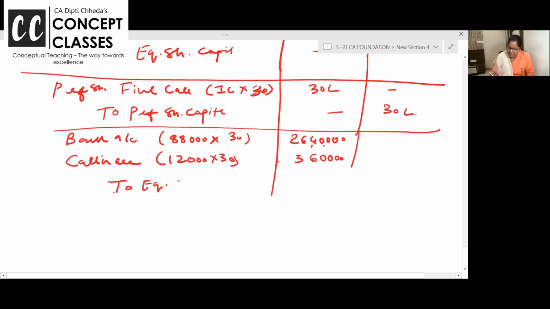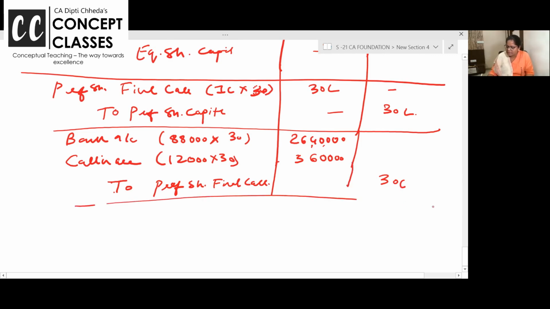To preference share final call. To preference share final call 30 lakhs. Bank account debit. Call in arrears debit. To preference share final call.